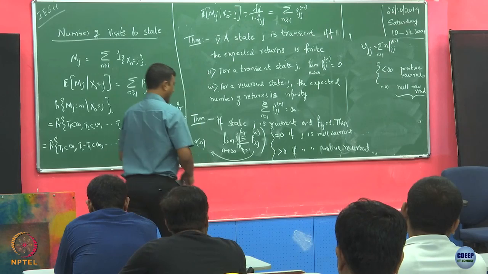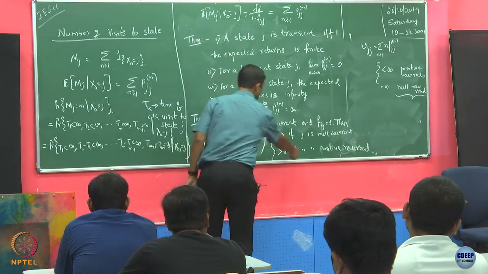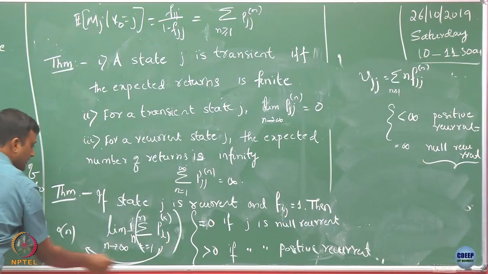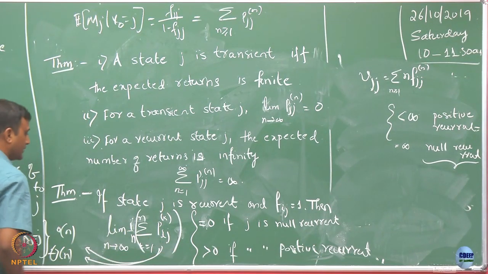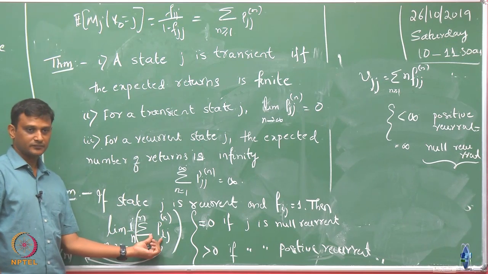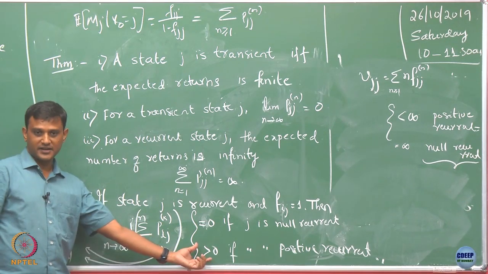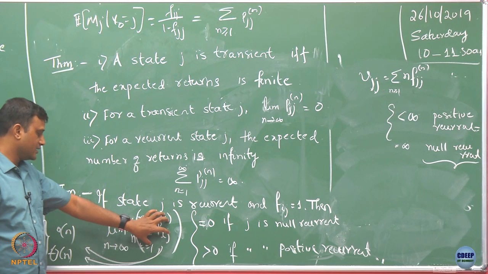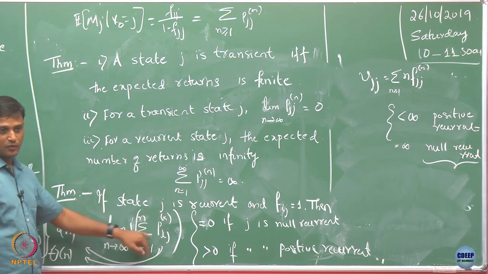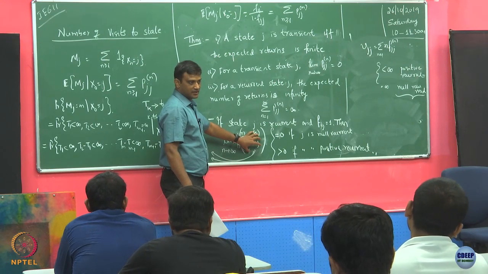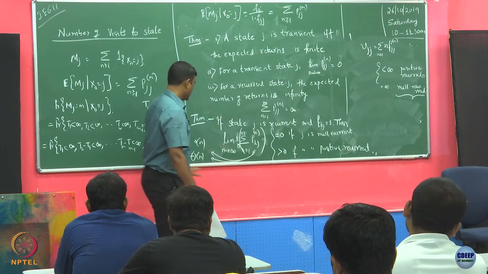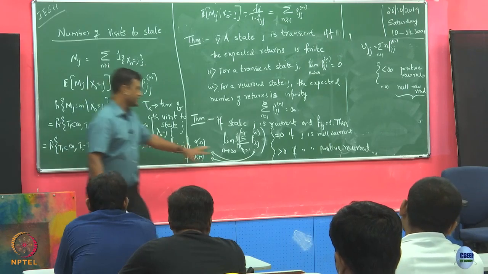In a similar way, the second case means this is like some theta n. That means this quantity eventually goes to a constant, that is, some constant times n, so that as n goes to infinity you get some constant value.